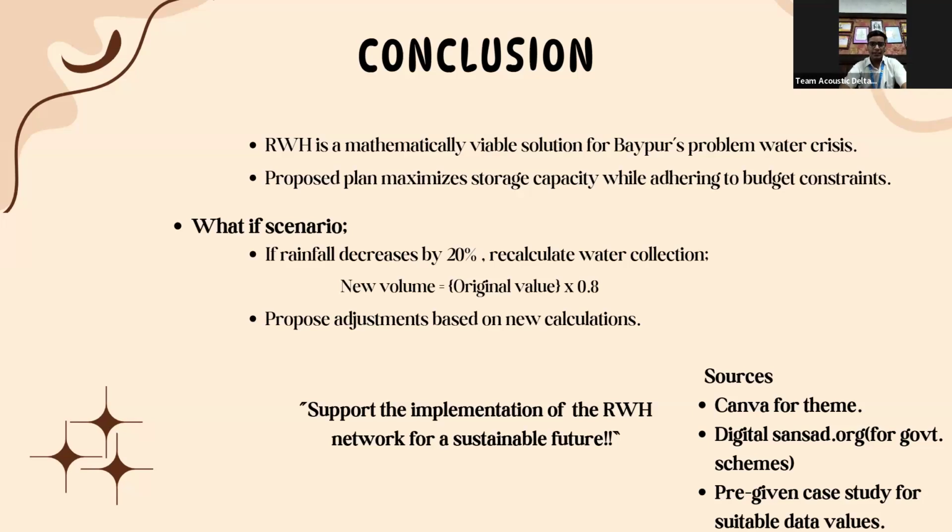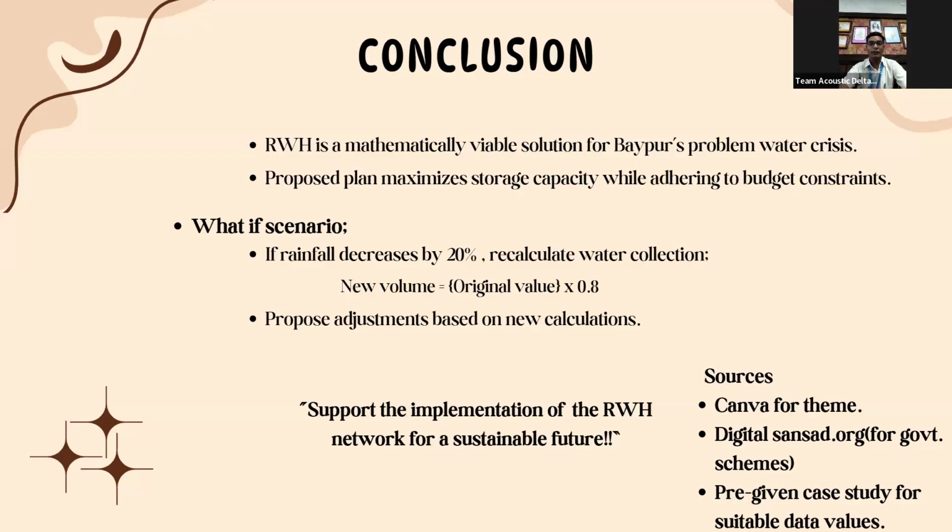So now here we have a what-if scenario. We also know that rainfall is an unpredictable thing, which is not accurately predicted till now. So if the rainfall decreases by 20%, whatever calculations we have used can be calculated again. That is, the new volume is equal to the new value into 0.8, that is 80%.